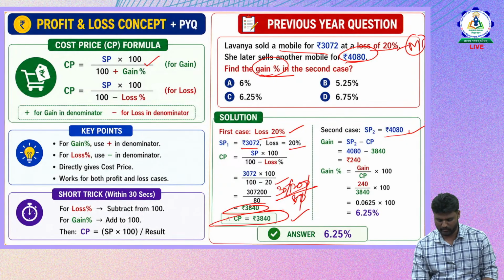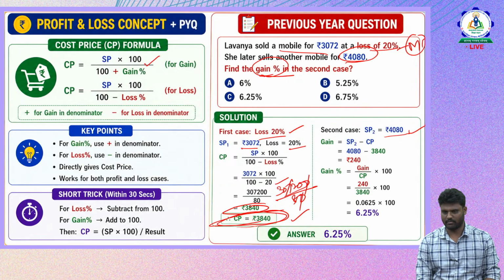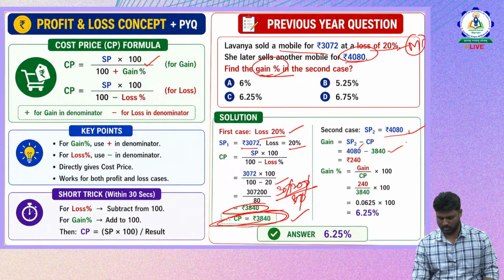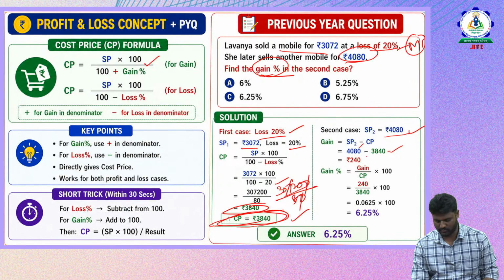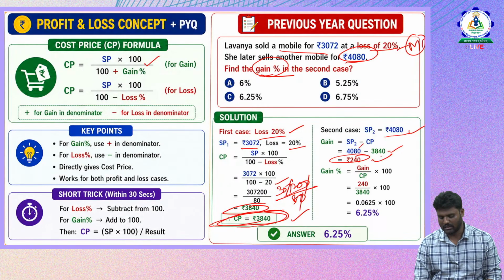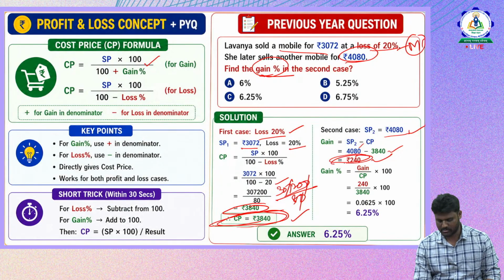Okay, now how do we identify the gain? When we know the selling price and when we know the cost price. From case 1 we identified the cost price. So now the selling price is 4,080 rupees, and the cost price is 3,840. When you subtract 4,080 minus 3,840, we will get 240 rupees. This much gain she got. So when she sold the second mobile for 4,080 rupees, she got a gain of 240 rupees.